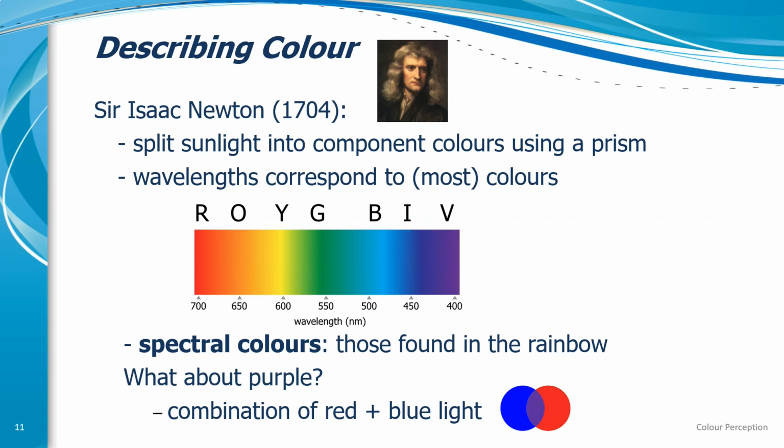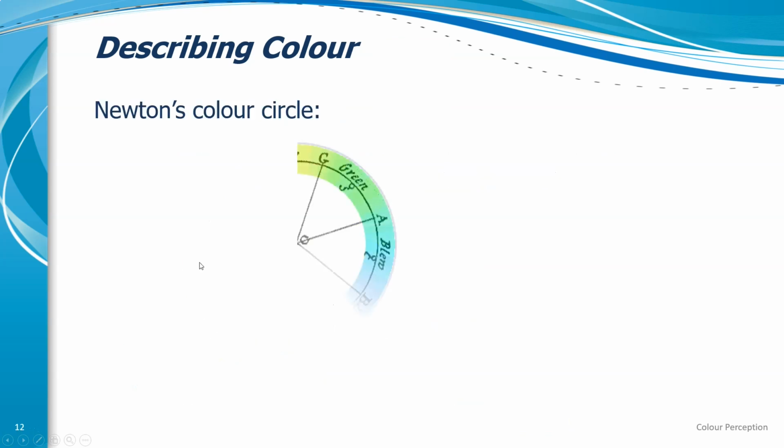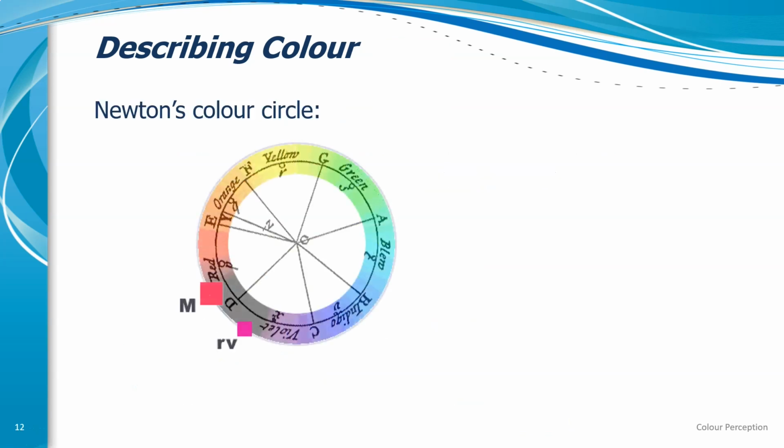So if purple is red at the long end and blue kind of towards the shorter wavelength end, what if we took this one-dimensional strip and closed it in on itself, turned it into a circle, and that's what Newton himself did. So we have going around the circle, red, orange, yellow, green, blue, violet. And here we have other colors like magenta, which is closer to red, and purple or red-violet, or RV.